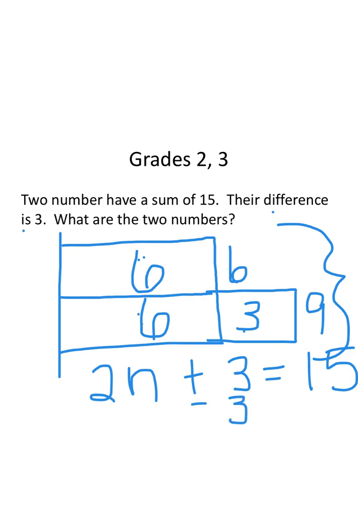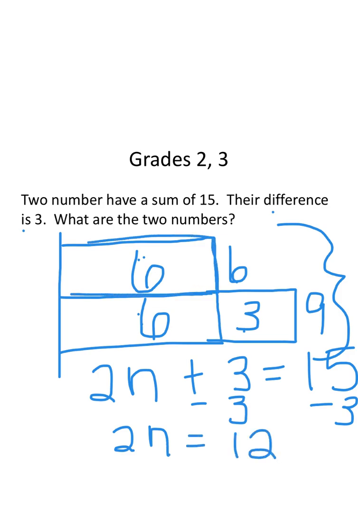Now I could have written an equation and said 2 numbers plus 3 equals 15. And then take away 3 from both sides and get 2 numbers equal 12. So half, one number equals 6 and the other number equals 6. But then you have to add the 3 to it.